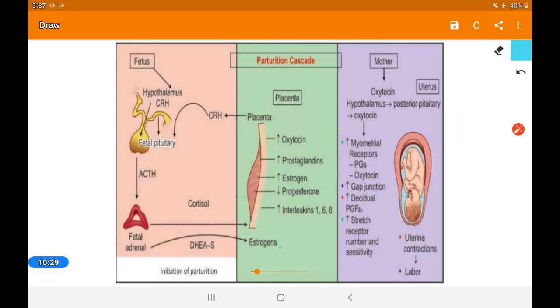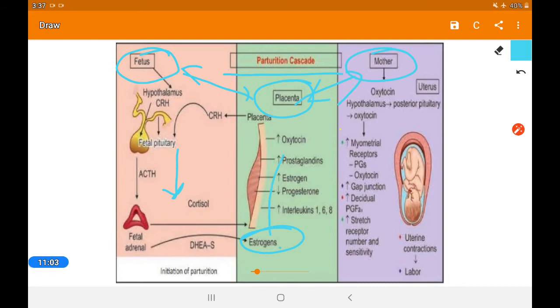Next part, parturition. The process of delivery of the fetus in childbirth is called parturition. Here is the fetal ejection reflex. You can see the fetal ejection reflex here, the fetus, the placenta and the mother. This is a combined process. Several hormones are released to the fetal gland. You can see that, and ultimately oxytocin plays an important role here.